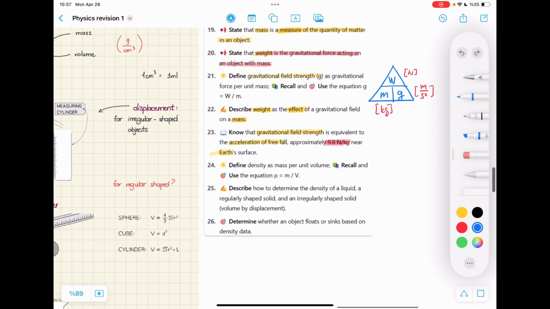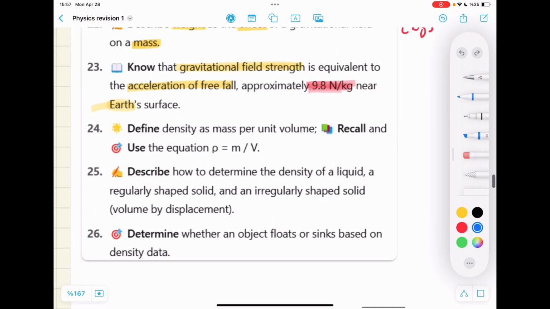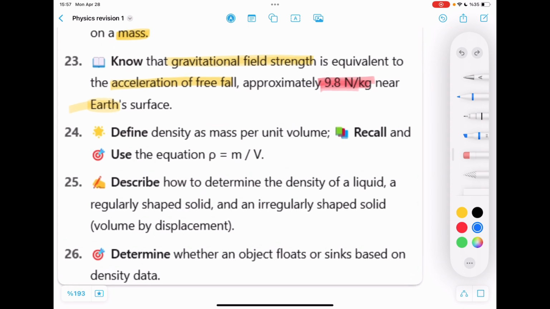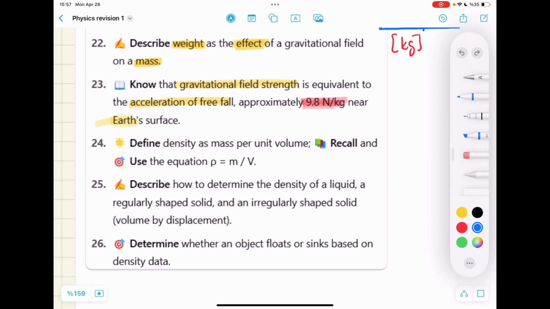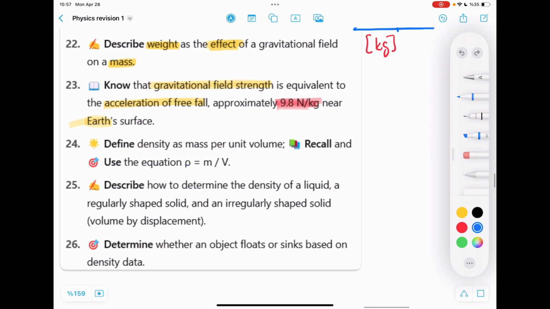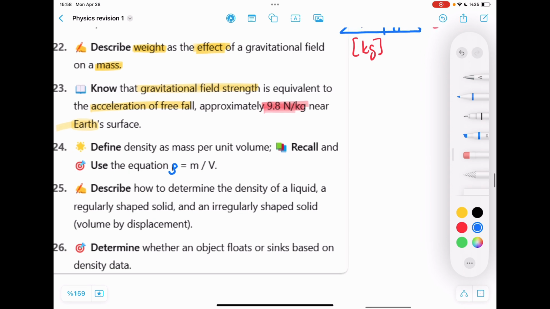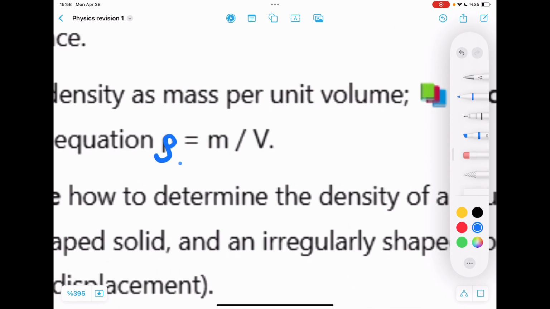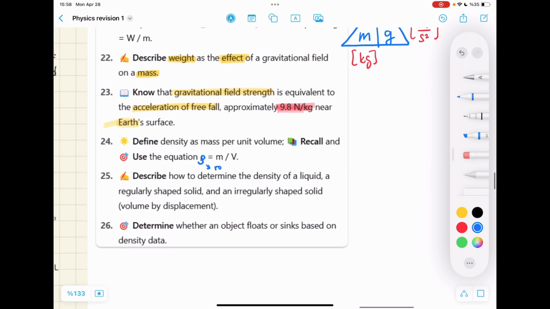Now, what is density? Density is, again, a physical quantity that is derived, and it has a very interesting new symbol that you didn't see before, which we pronounce as rho. So it's a Greek letter. So here we will have a triangle again.